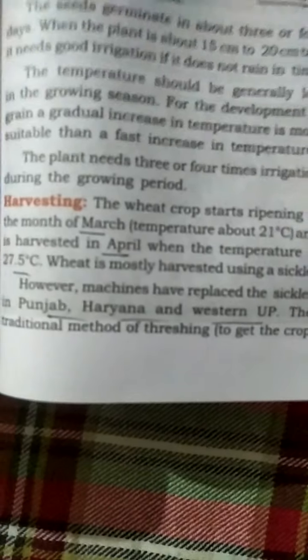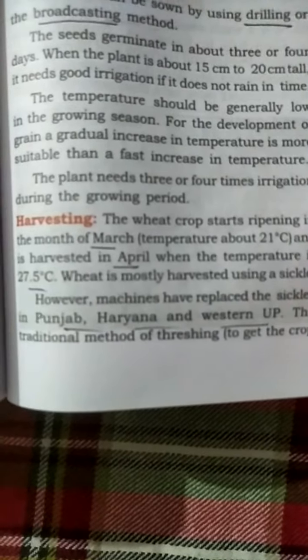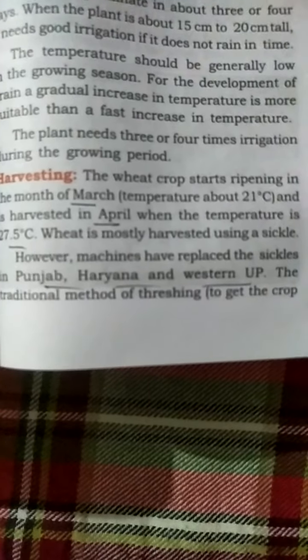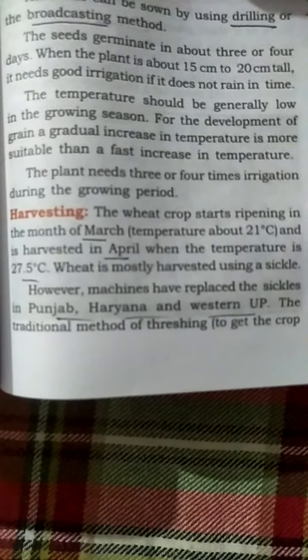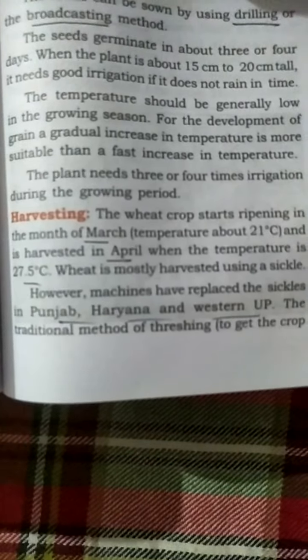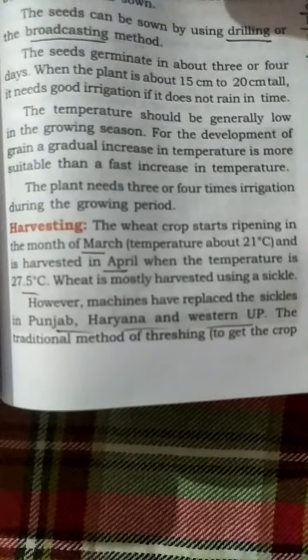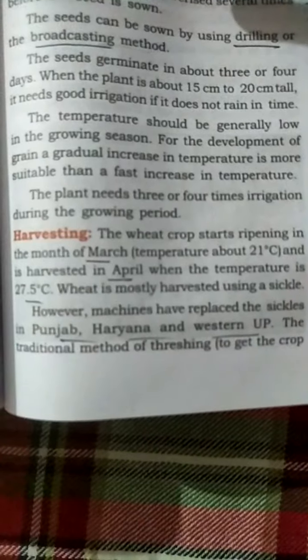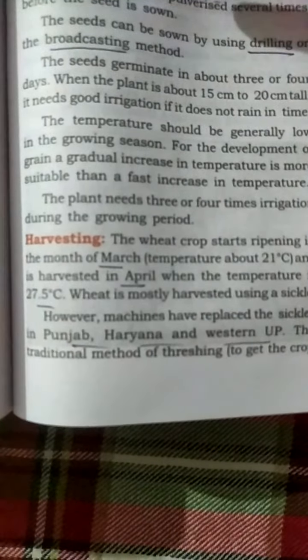Harvesting. The wheat crop starts ripening in the month of March and is harvested in April when the temperature is 27.5 degrees Celsius. Earlier it was harvested with the help of sickle, but now machines have replaced the sickles, especially where we have extensive type of agriculture, that is in Punjab, Haryana and Western Uttar Pradesh.